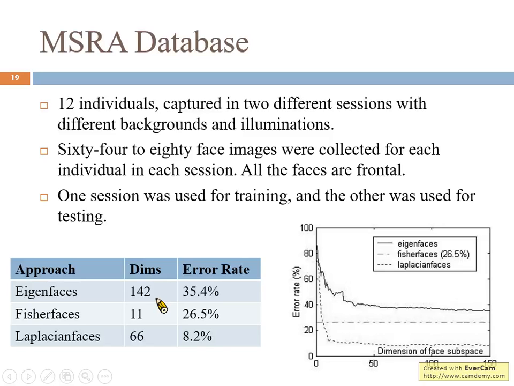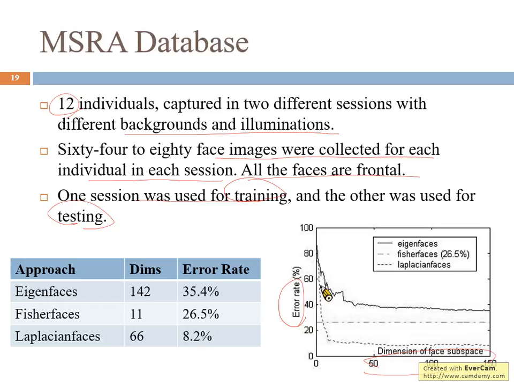Therefore, the authors also performed experiments based on the MSRA database. In this database, there are 12 individuals captured in 2 different sections with different background and illumination, and 64 to 80 face images were collected for each individual in each section, and all the faces are frontal. One section is for training and the other is for testing. And this is the relationship between error rate and the dimension of the projected space.